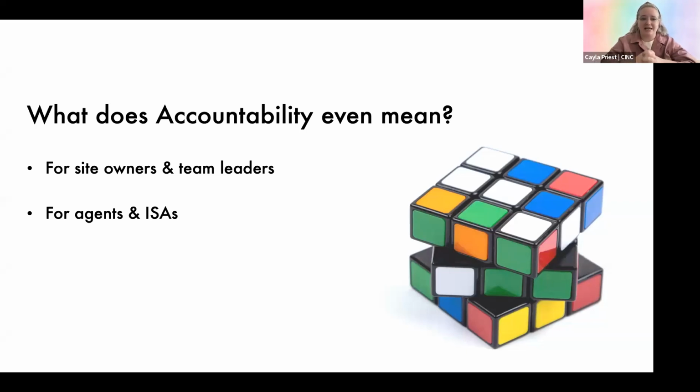Today I'm going to be talking about what accountability looks like for site owners and team leaders, and you'll hear me use those terms pretty interchangeably. Basically, who's in charge of the team, who runs the team, who's that final decision maker. That can be a site owner, a team leader, an operations manager, or an agent who also has the designation of team leader of a small team. Whenever you hear me use any of those terms, that's who I'm talking about.